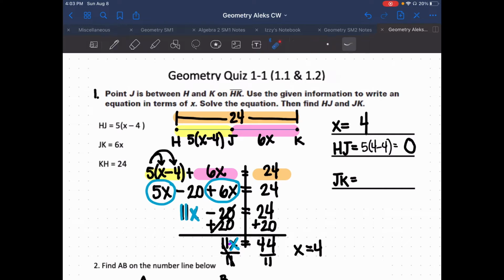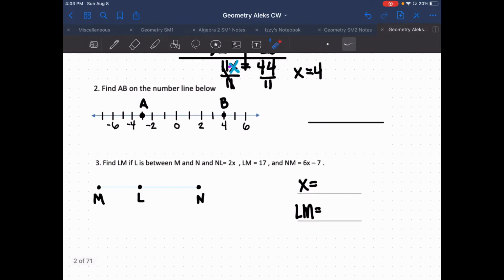Okay, let's go ahead and do JK, 6x. So I'm going to say 6 times 4, 24. And take a look at this. 0 plus 24 is 24. So it does actually work out.